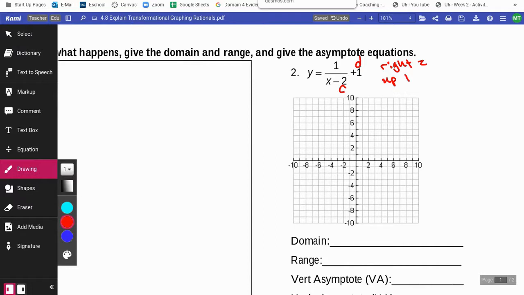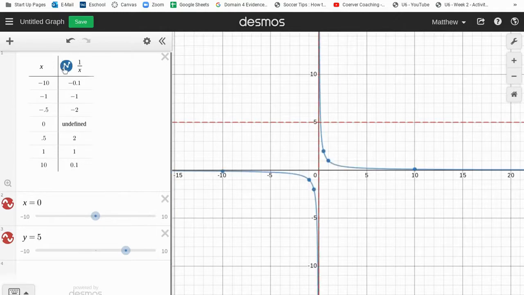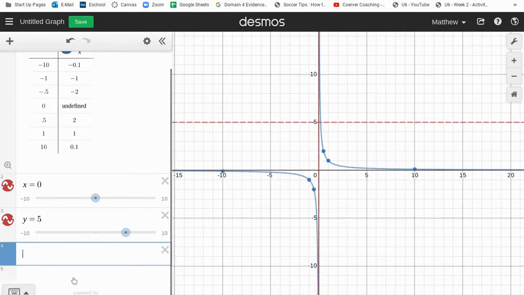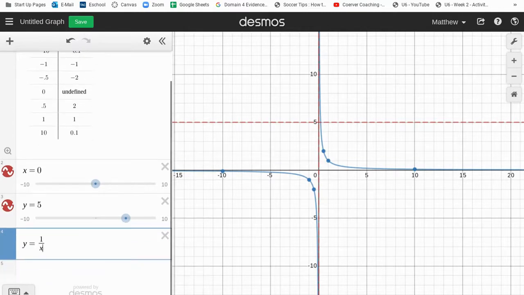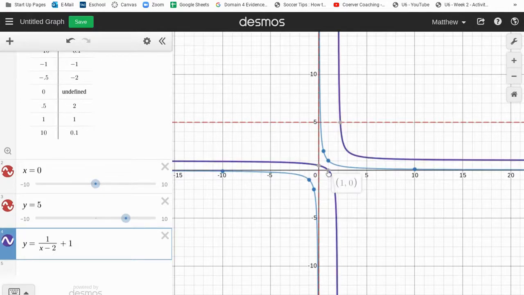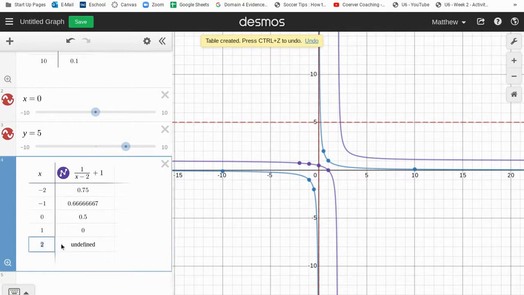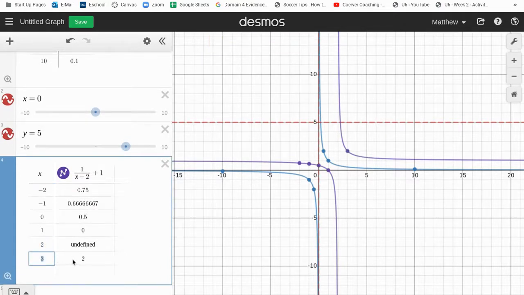So I go back to my Desmos. Again, I can X out of that one. Here's my parent function, right? And then I put in my new equation, y equals 1 divided by x minus 2. Okay, you can see that that shifted to the right. And then when I do plus 1, now it also shifted up. So right 2 and up 1. You can see those points, right? So now we can get a table of values if we need to.